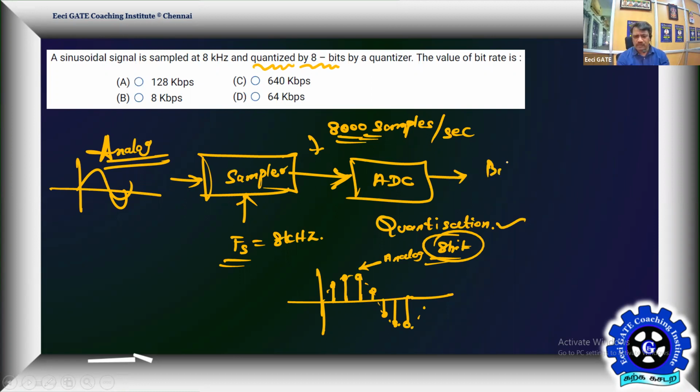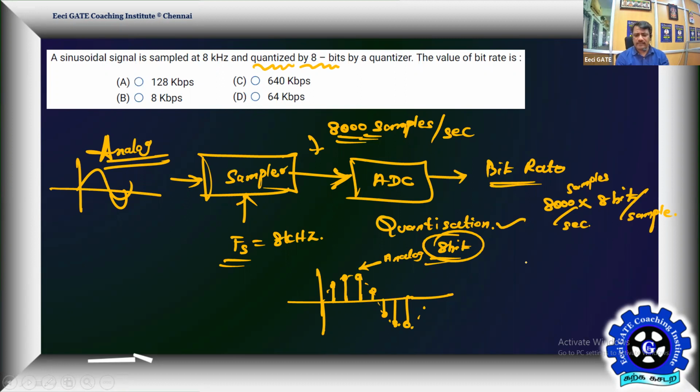So the problem is, what is the bit rate in the output? Bit rate means how many bits you're getting in the output per second. So the result is very simple. 8,000 samples per second, and each sample has 8 bits. So 8,000 samples per second and 8 bits per sample. You will get the bit rate straight away, as the samples will cancel, so many bits per second.